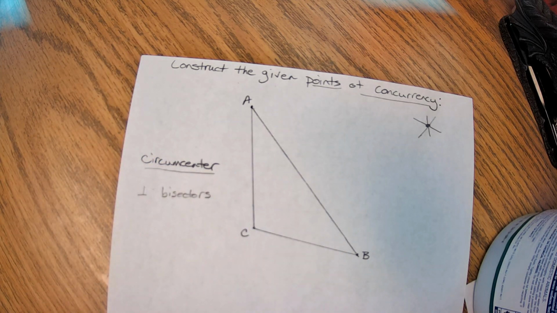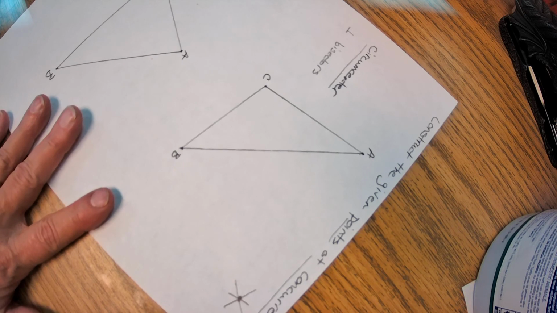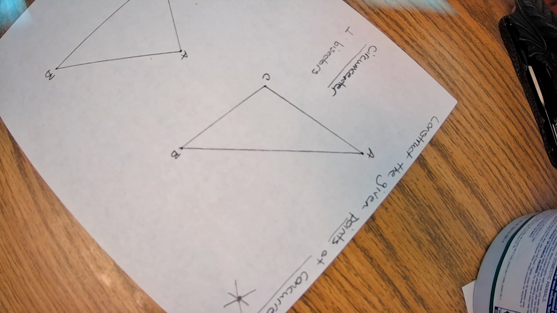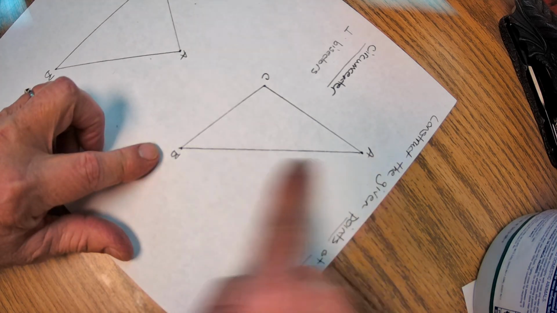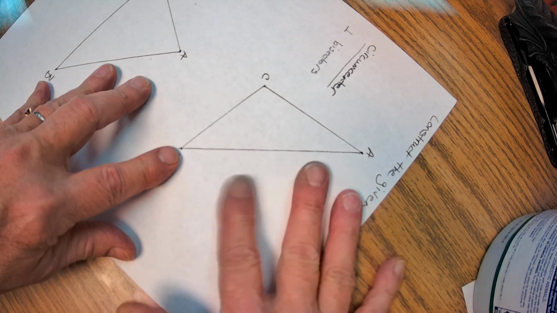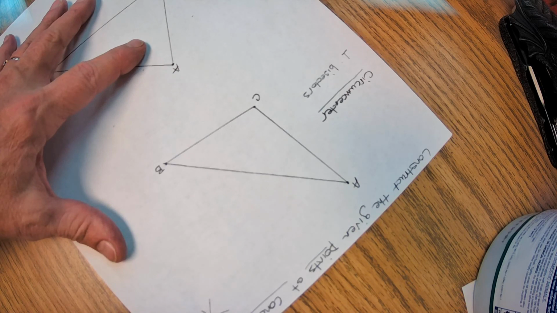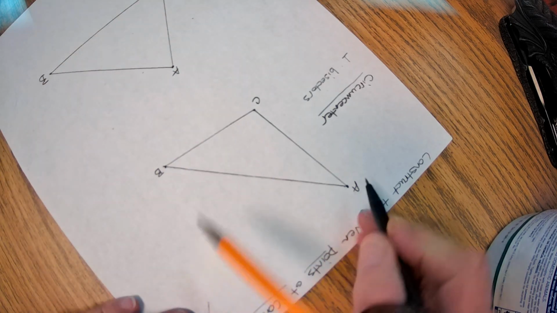Just a refresher on how to do that. I'm going to go ahead and do just one. You guys are going to do the rest of these in class when we meet again. I'm going to do the perpendicular bisector of this side. Why did I turn the paper? Oh, I don't know. It's just one of those things. It's easier for me to do that.